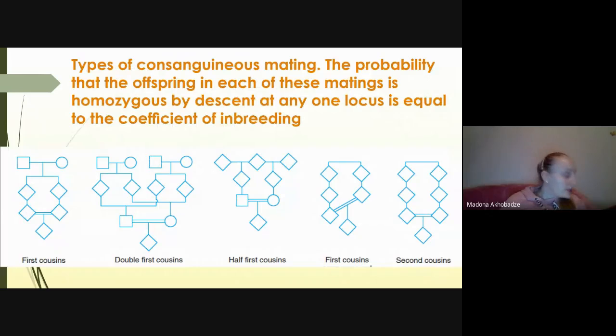I hope, at least. So now let's talk about the types of consanguineous mating. Could be first cousins, as you can see, could be double first cousins like these ones, and these ones could be half first cousins, could be first cousins once removed, and the second cousins like this. So you get it.